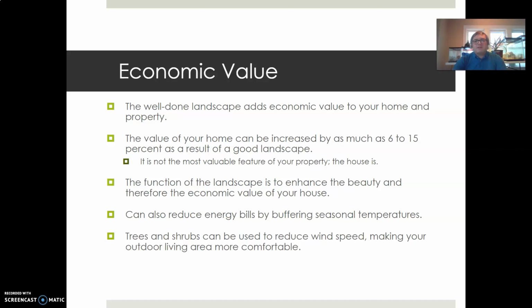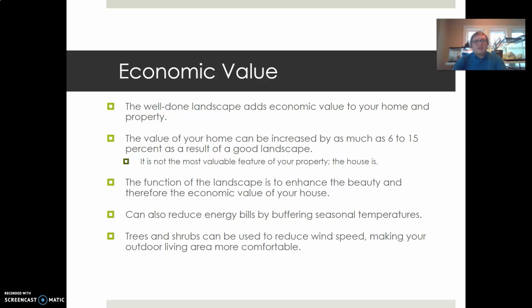So again, 6 to 15% may not seem like much, but when you're selling a home, you're starting to look at things that we're talking about thousands of dollars. So 6 to 15% off of so many $1,000 is still going to be a lot more income. So it is still worth considering for that piece. The function of the landscape is to enhance the beauty and therefore the economic value of your house.